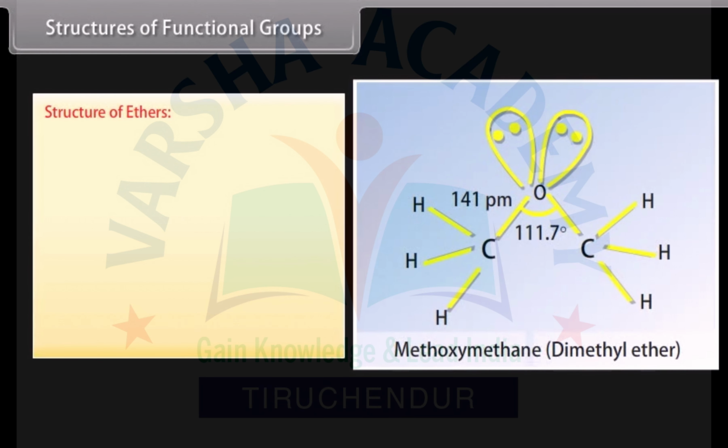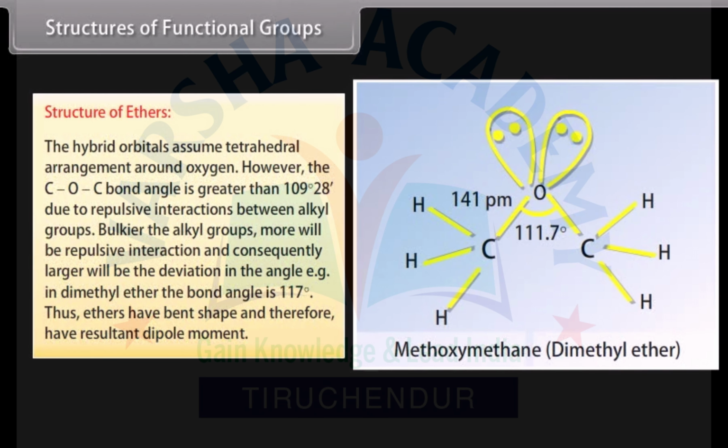Structure of ethers. The hybrid orbitals assume tetrahedral arrangement around oxygen. However, the C-O-C bond angle is greater than 109 degrees 28 minutes due to repulsive interactions between alkyl groups. The bulkier the alkyl groups, the more the repulsive interaction, and consequently the larger the deviation in the angle. For example, in dimethyl ether, the bond angle is 117 degrees. Thus, ethers have bent shape and therefore have resultant dipole moment.